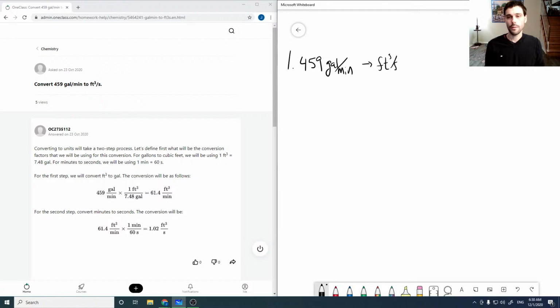For this, I'm just going to use a gallon to feet cubed conversion. So 1 gallon is 0.133681 feet cubed. So that means that 459 gallons per minute can be converted to feet cubed per minute by multiplying by this factor.